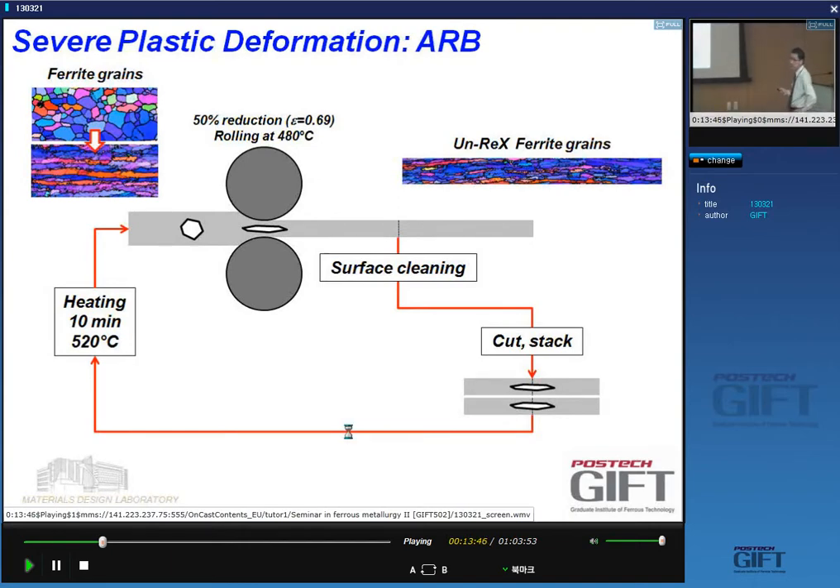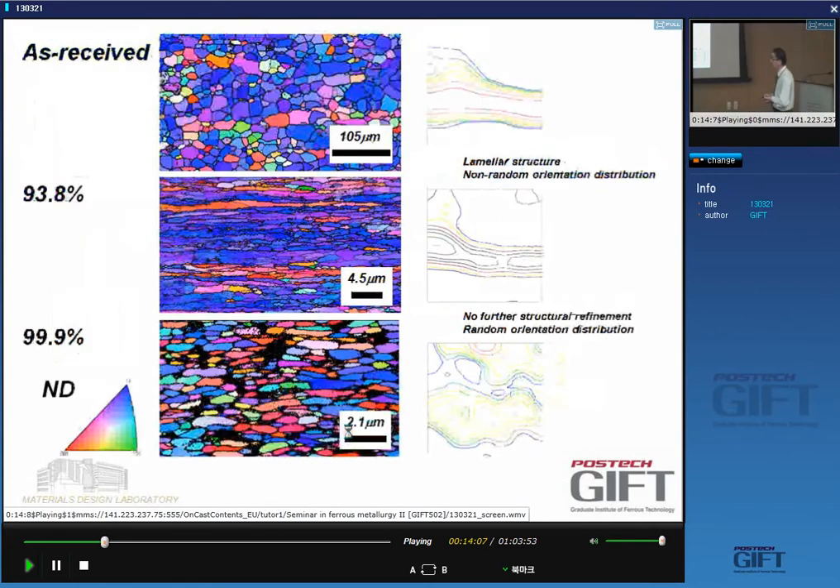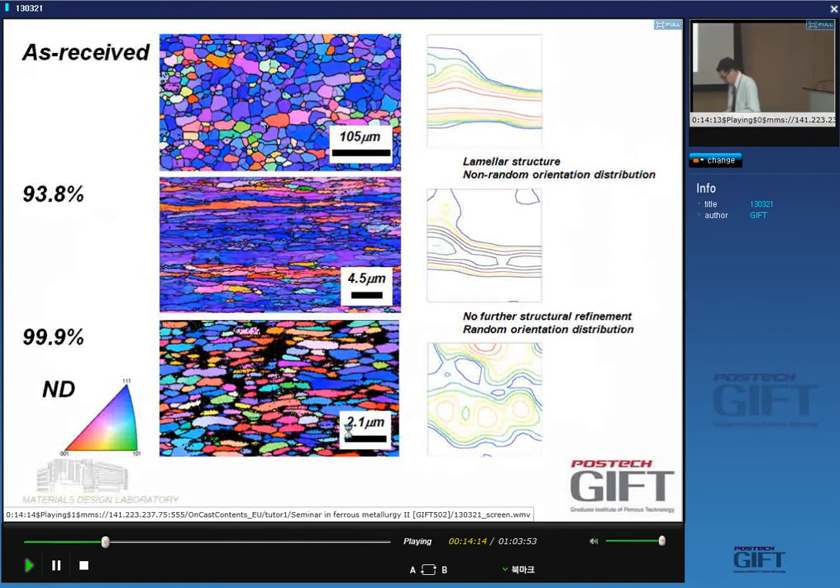You get unrecrystallized ferrite grains because you do this at room temperature. You clean the surface, remove the oxides. You cut it and stack the two halves. You reheat it to soften the material a little bit by recovery. And you repeat this thing 10 times. And when you do this, you can achieve very, very large amounts of strain without shape change, basically.